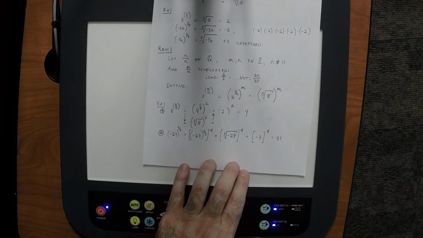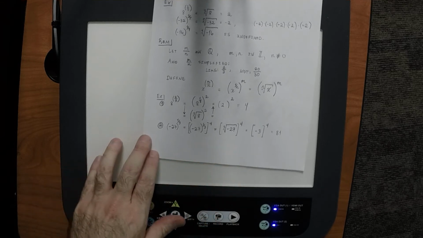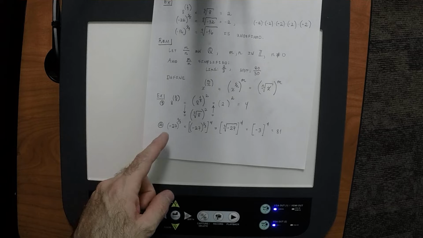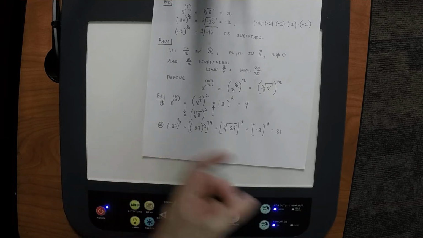Any question about that? So again, when this kind of question is asked, the instructions say you've got to essentially do it this way. Which is to say you've got to show these steps.